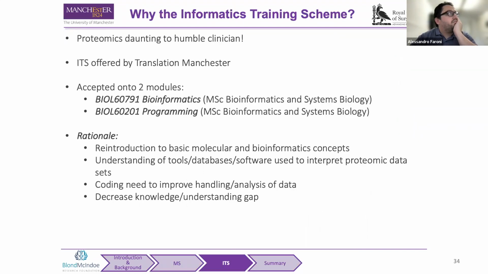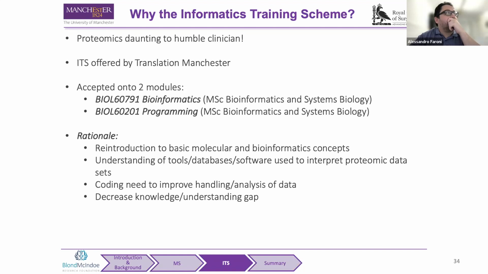As a simple clinician, returning to research was challenging enough. However, when faced with mass spec-derived proteomic data, the task felt even more daunting. Through discussion with Translation Manchester and my supervisors, I applied for the ITS scheme and was successfully allocated a place on 2 of the modules from the MSc in Bioinformatics and Systems Biology.